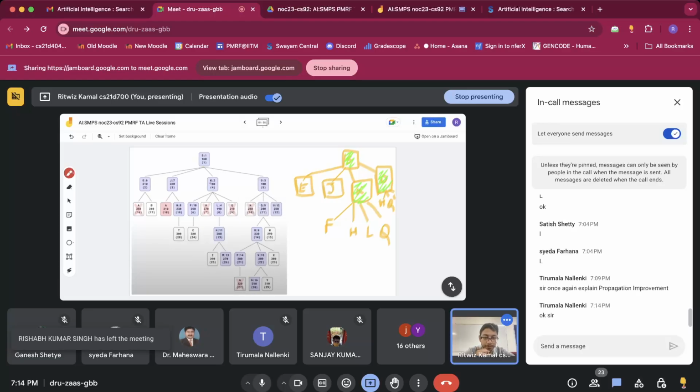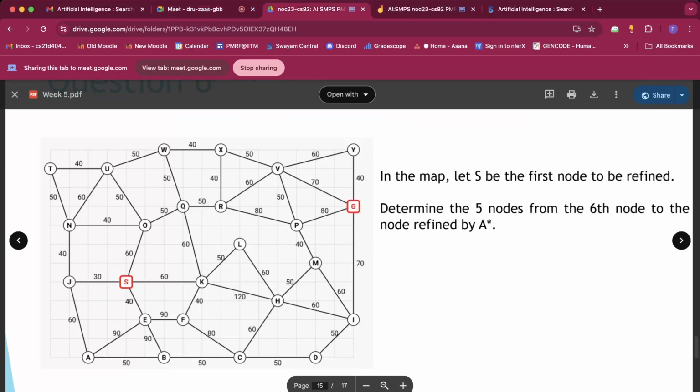Okay, cool. Any other doubts in this search tree over here? Okay, thanks for confirming. If not, then that's great. Let's go back to the questions that we had.